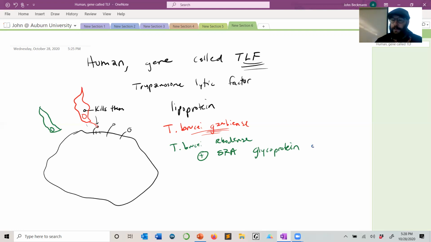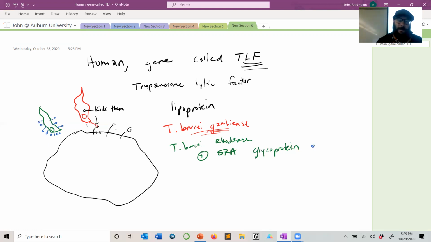What's a glycoprotein? Basically, it has a sugar attachment. Sugar attachments, and oftentimes you find things that are glycosylated also on the surface. So you will find important glycosylation signals on the surface. So Trypanosoma brucei rhodesiense expresses this interesting protein called SRA, and it's a glycoprotein.